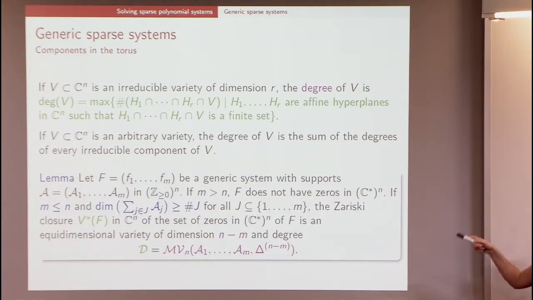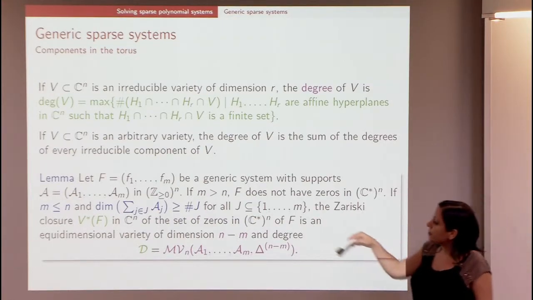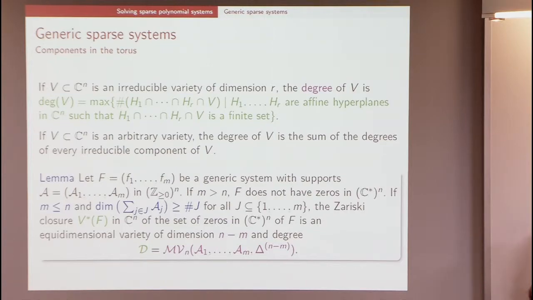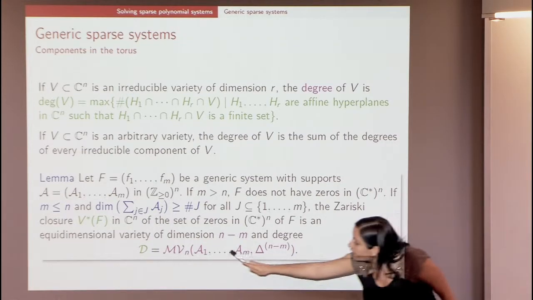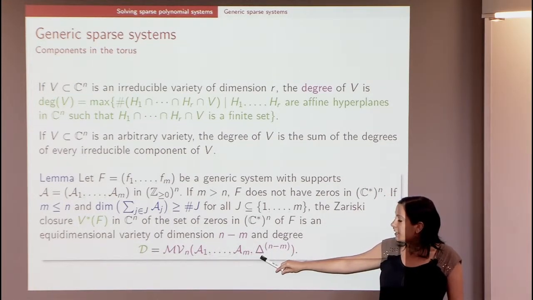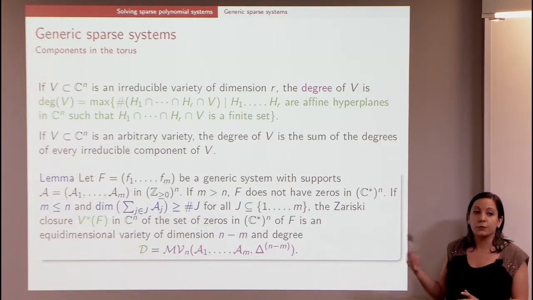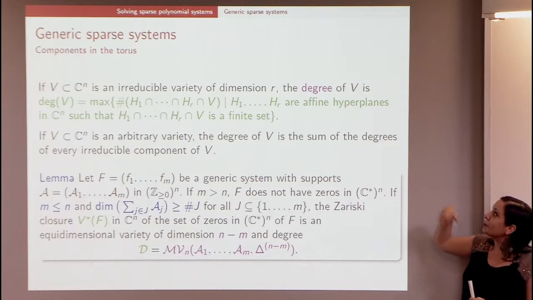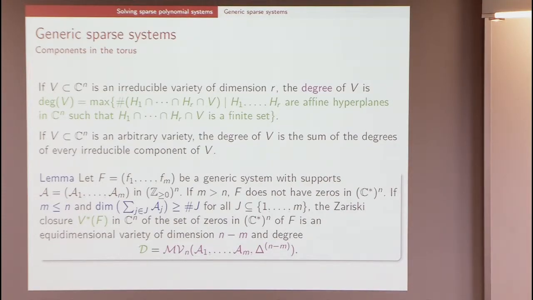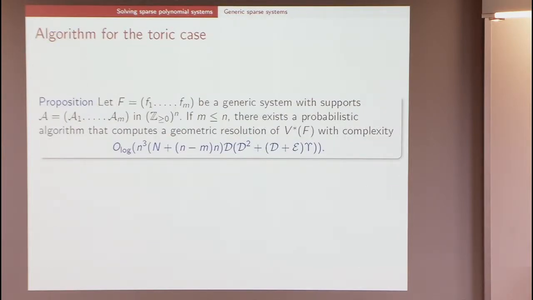So using that notation, for a generic system, either that variety is going to be empty, or, when the number of polynomials is less than or equal to the number of variables and this condition holds, that variety is going to be an equidimensional variety of the expected dimension, the number of variables minus the number of polynomials, and degree this mixed volume, where these are the supports of the system, and this is the simplex repeated n minus m times, which would be the support of the linear forms that one is going to be using to, for example, obtain the degree. And we can use this to give a probabilistic algorithm that generalizes an algorithm from Geronimo, Matera, Solonov, and Weinstein from 2009.